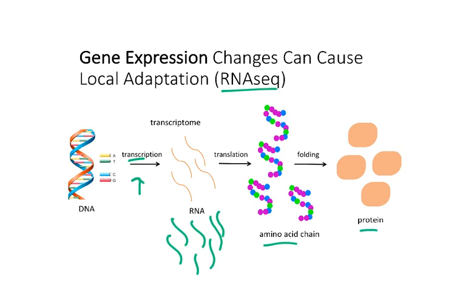If this protein is something like a heat shock protein that helps the organism survive high temperatures, having more of that protein available can help that individual survive high temperatures better. And again, when we're looking at all of the RNA that's expressed in an organism at some given point in time, that's considered the transcriptome.